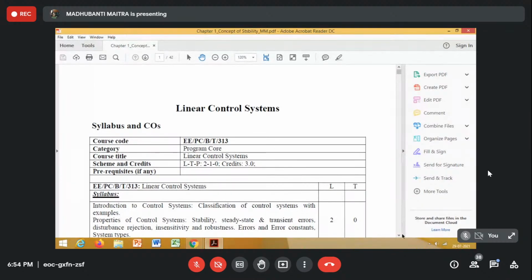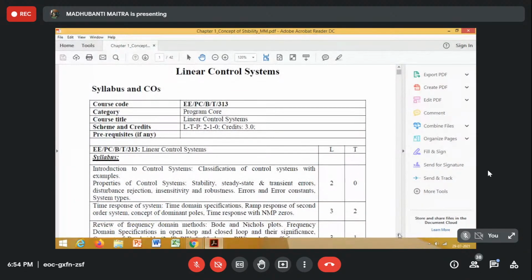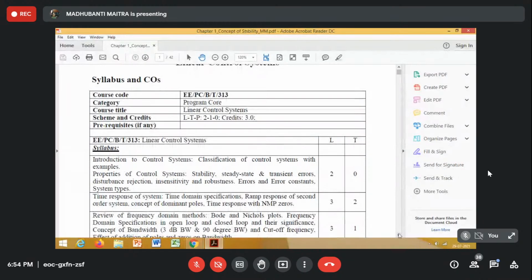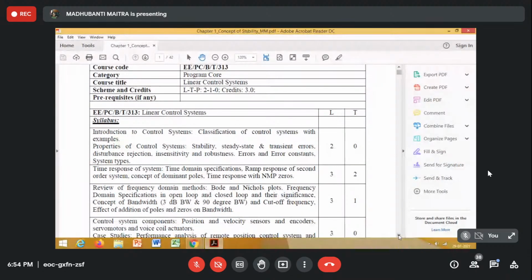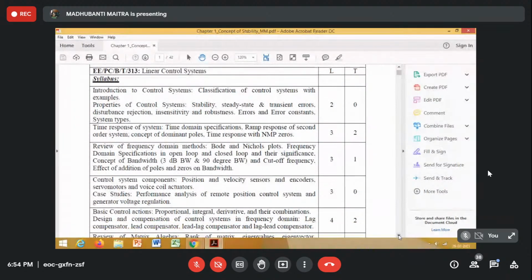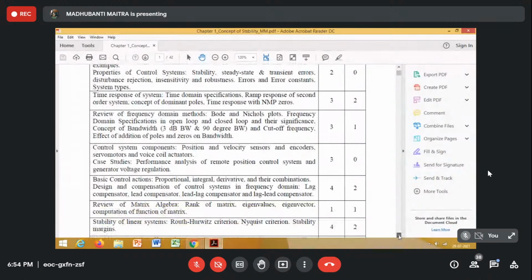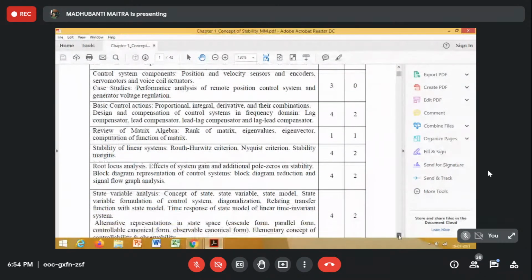So, the name of this course is Linear Control Systems, right? The category of this course is Program Core. Lecture tutorial breakup is given. You should not be bothered about this breakup. And this is the detailed syllabus. The syllabus is also available on the university website, I guess.